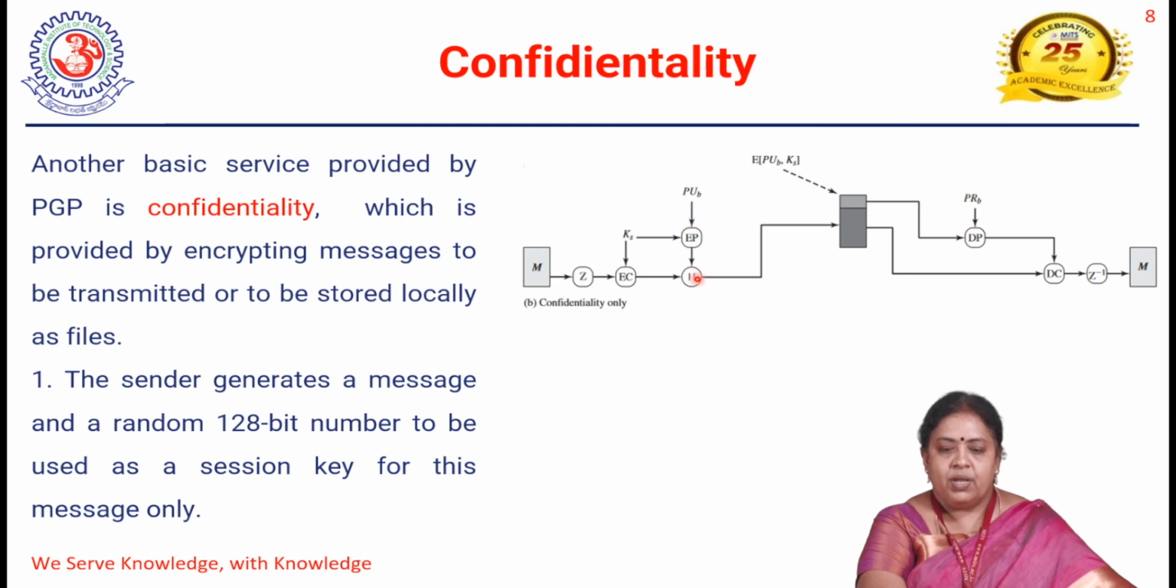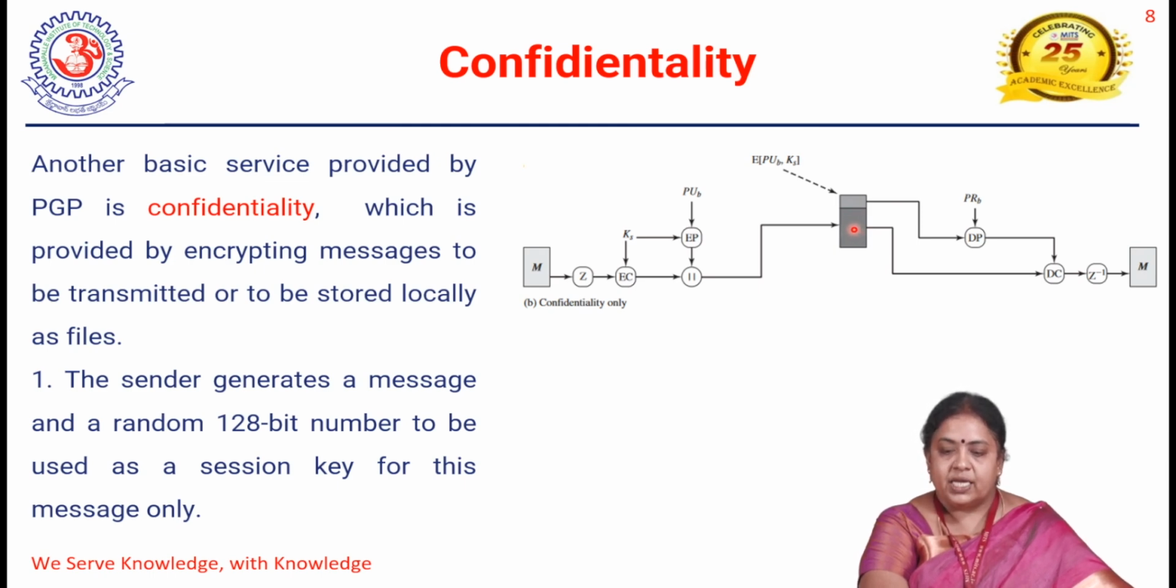So this will be appended. The zipped message is encrypted. That encrypted message is appended with the session key. The session key is also encrypted by using the public key of the receiver, so that will be placed here. That is what we have: the encrypted message and also the encrypted key. The encrypted message as well as the encrypted key will be given to the receiver. So what the receiver is going to do: the receiver is going to receive the encrypted session key and also the encrypted message.